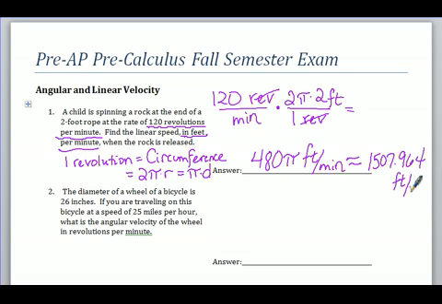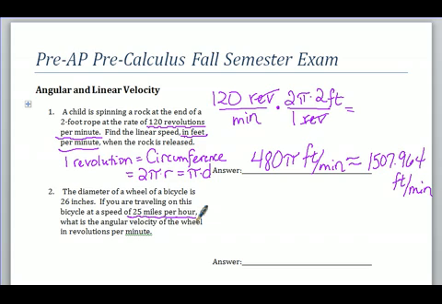So we can put this in our calculator, 120 times 2 pi times 2, and for an answer here, you can either give me 480 pi feet per minute, or if you prefer a decimal, that comes out to be 1,507.964 feet per minute. Now on this next question, number 2, the diameter of a wheel of a bicycle is 26 inches. If you were traveling on this bicycle at a speed of 25 miles per hour, what is the angular velocity of the wheel in revolutions per minute?